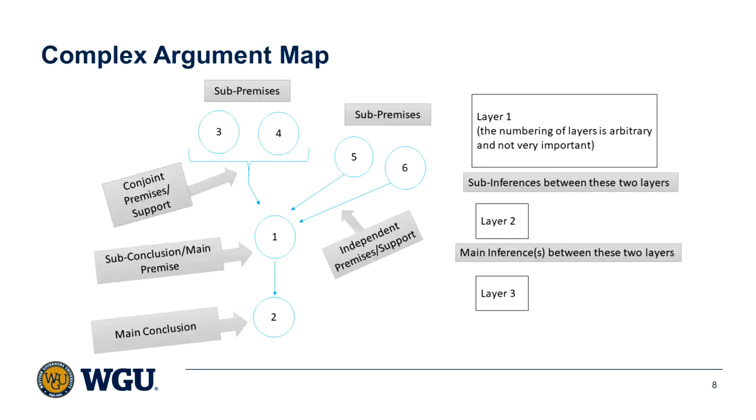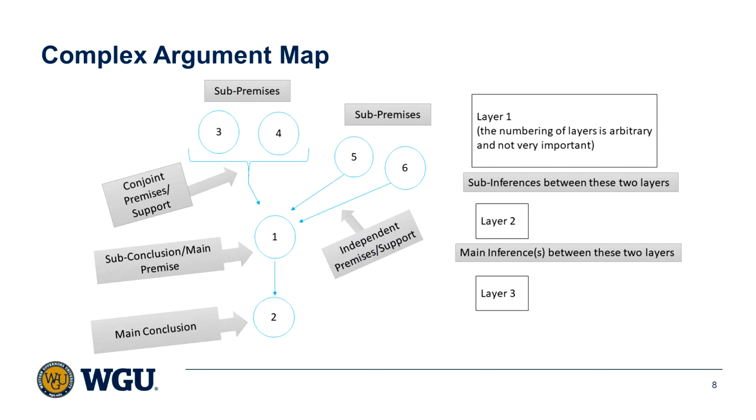So, putting it all together, here is a more complex argument map, this time without any specific argument provided. We're just looking at the map itself. And it simply illustrates what we've already said about each of the terms we've covered. Sub-premises are premises that lead directly to other premises and not to the main conclusion. Sub-conclusions are statements supported by premises that are not the main conclusion.